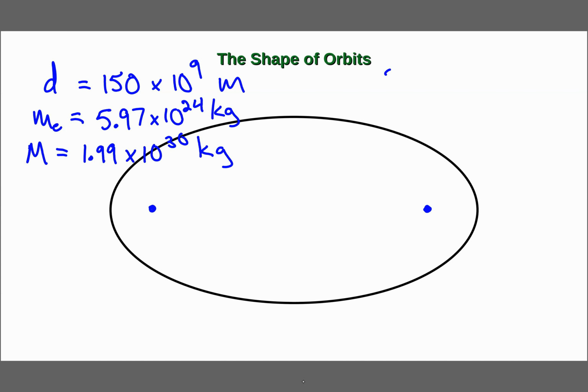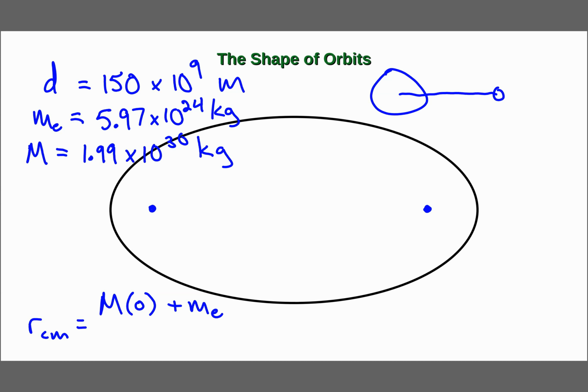It looks just like our massless ruler example, right? So let's put the origin of the coordinate system at the center of the sun. Then R_CM equals the mass of the sun times its distance from the center, okay, from the origin, plus the mass of the Earth times its distance from the origin of our coordinate system. And that's divided by the sum of the mass of our two-body system.